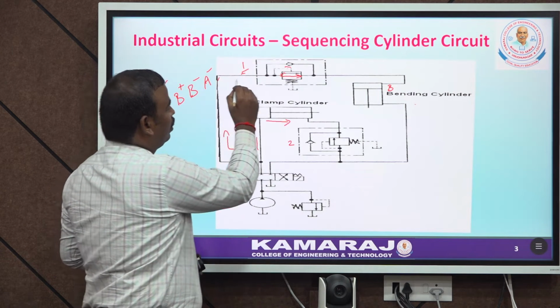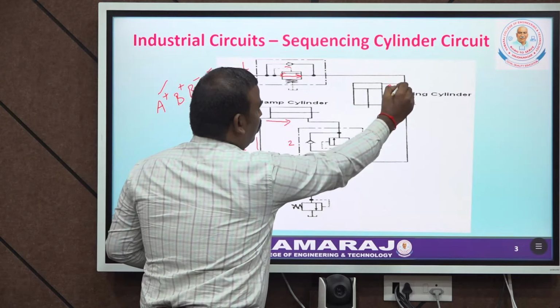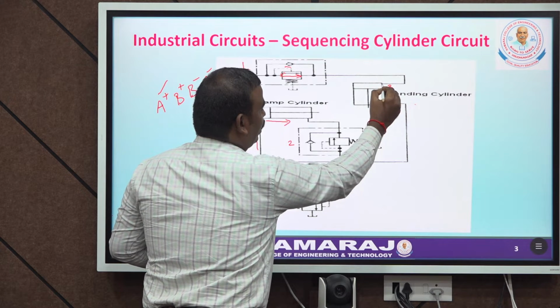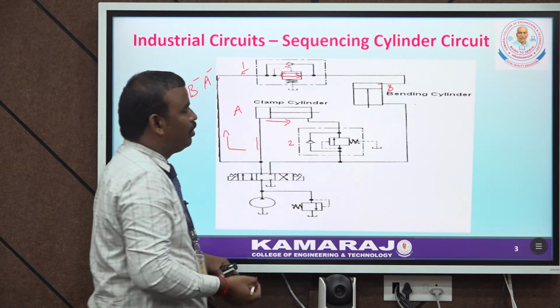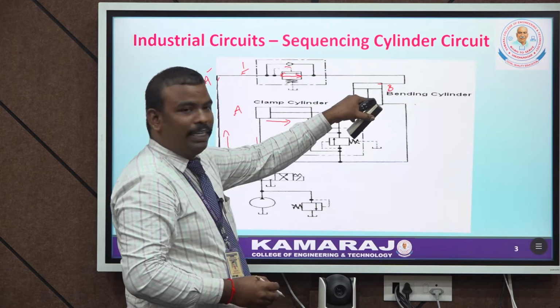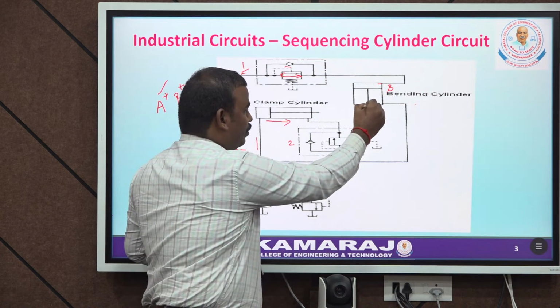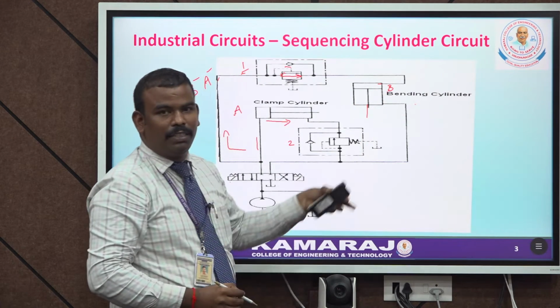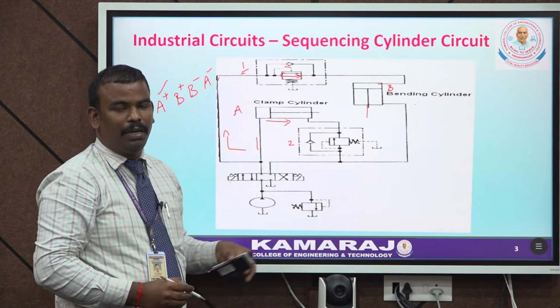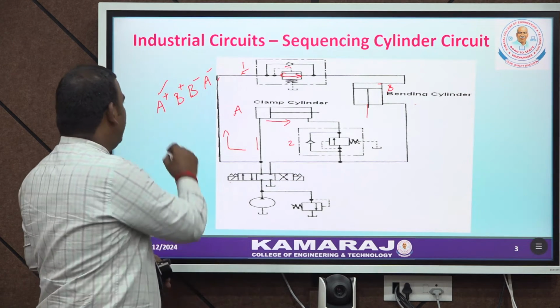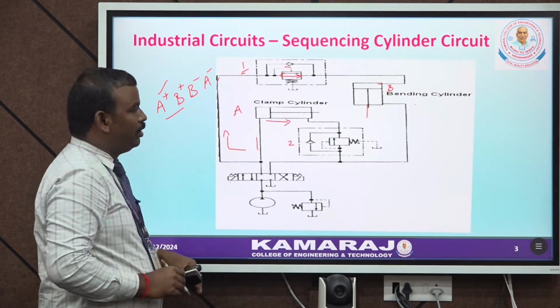So automatically the oil flows to the bending cylinder B on the blind end side. So automatically the B cylinder is extended. So the bending operation is performed using this extended position. So A plus, B plus is achieved.